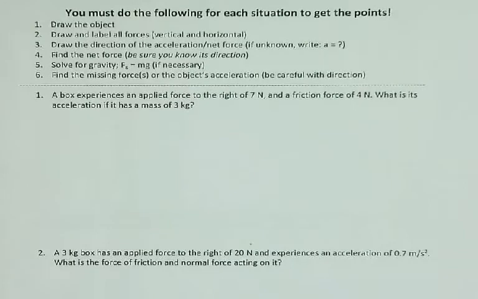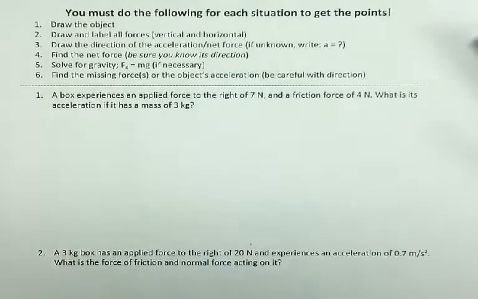So for solving these, step 1 is you draw the object. Step 2 is you label all the forces. Step 3 is you draw the direction of the acceleration or the net force. Step 4 is you find the net force. Step 5 is you solve for gravity if you need it. So if you need gravity, then you solve for it. And then number 6 is you find the missing forces or the object's acceleration. And again, be careful with direction.